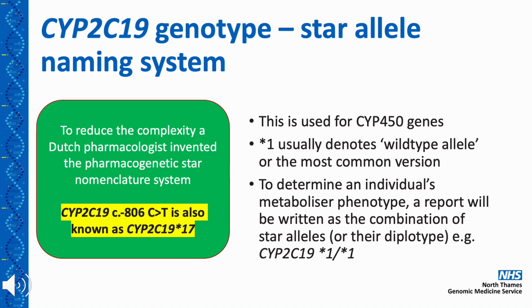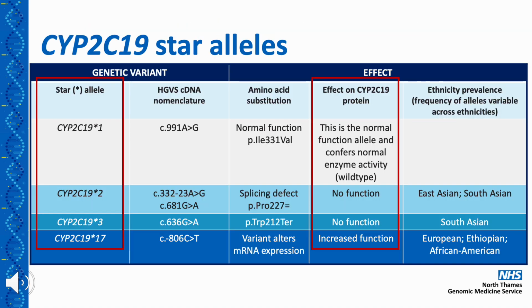In order to determine an individual's metabolizer phenotype, the combination of star alleles inherited from each parent, also known as diplotype, is needed. For example, if two wild-type alleles are inherited, their diplotype would be CYP2C19 star 1 star 1. This table shows how some of the different star alleles impact an amino acid in the chain that makes up the CYP2C19 protein. In the star 1 wild-type allele, enzyme activity is as normal. In CYP2C19 star 2 and star 3 alleles, the protein produced has no function, while the star 17 allele produces a protein with increased function.